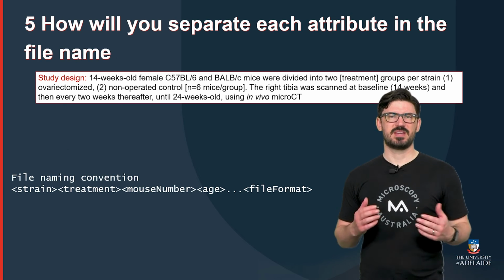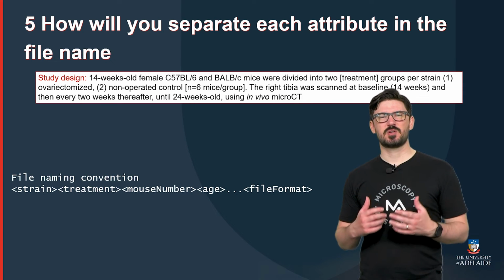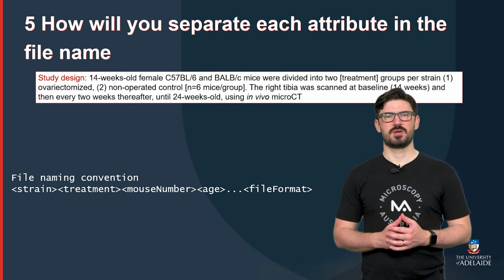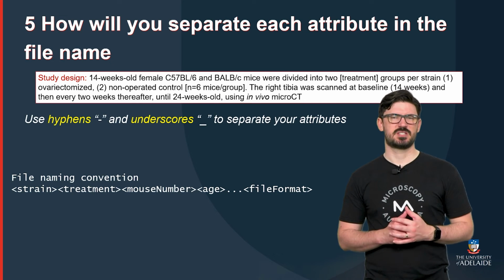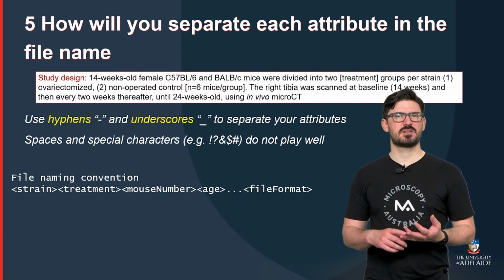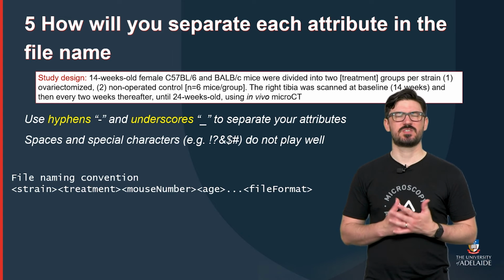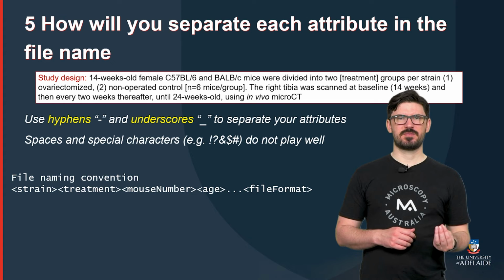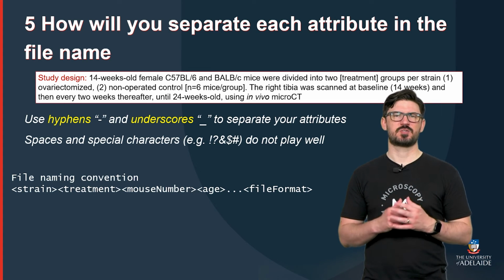So, step 5 asks, how will you separate each attribute in the file name? This step is going to ensure that the file names are easy to read, both for yourself and for the computer. Now, to simplify it, please use only hyphens and underscores to separate your attributes. Spaces and other special characters such as exclamation marks, question marks, ampersand, $, hash, etc., just don't play nice with some operating systems and image analysis software. It means you might not be able to find a file or open a file as required. So to reiterate, hyphens and underscores only.